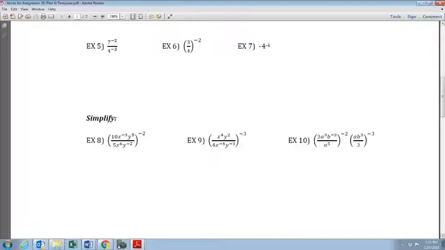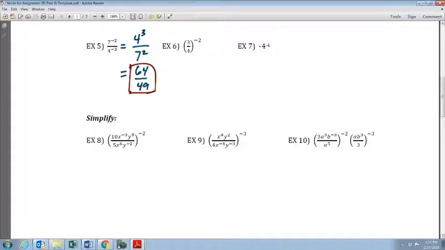So in number 5, we're just going to be moving our bases up or down. Let's move the 7 down, our base of 7, and the 2 becomes positive, and let's move our base of 4 up and the 3 becomes positive. Now be careful here, you can't use the quotient rule because you don't have the same bases, but you can take 4 cubed, which is 64, and 7 squared is 49, and so that's your final answer.